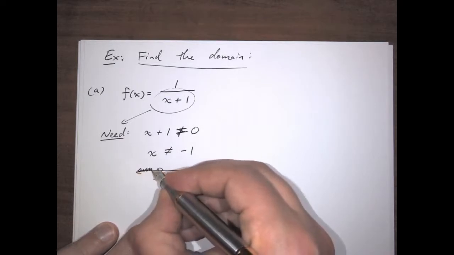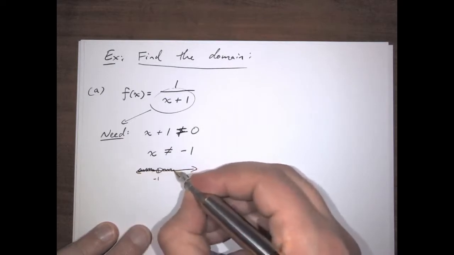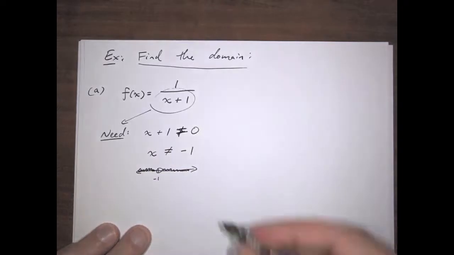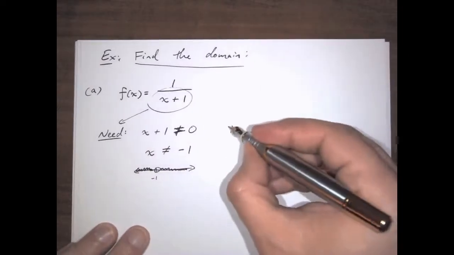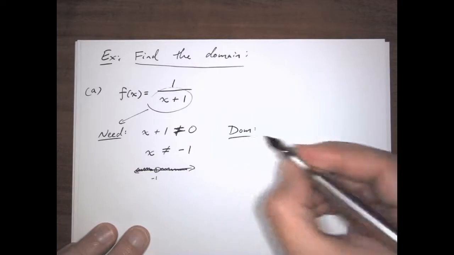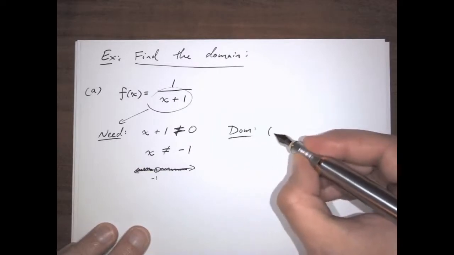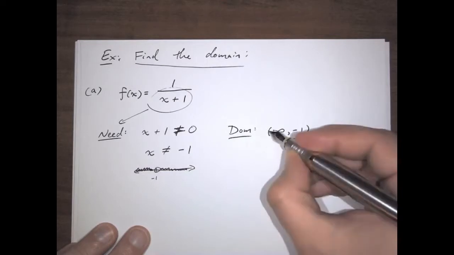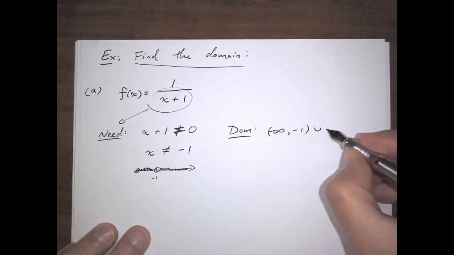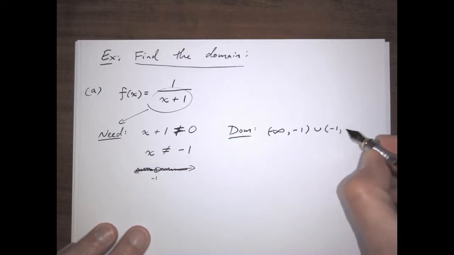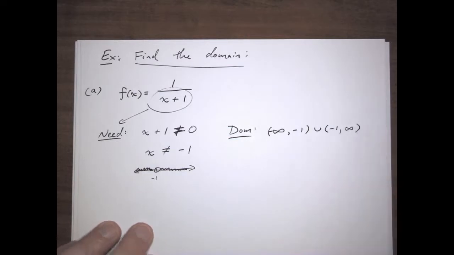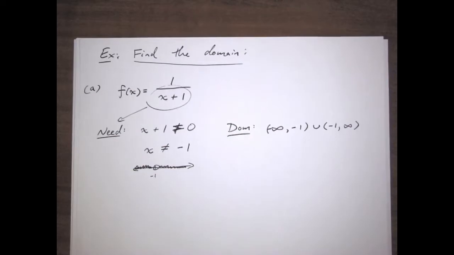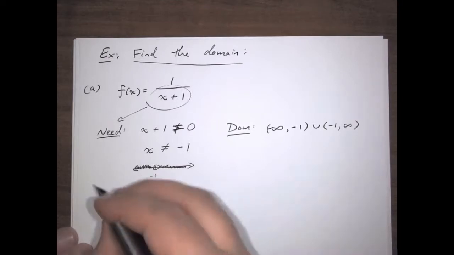So it's everything before negative 1, and it's everything after negative 1, but not negative 1 itself. So then what that means for the domain is that we are talking about everything before negative 1, negative infinity to negative 1 exclusive, and everything after negative 1, negative 1 to positive infinity, also exclusive. All right.